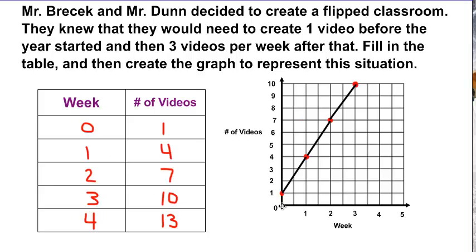At 0 weeks, we're up to 1 video. At 1 week, we're up to 4 videos. At 2 weeks, we're at 7 videos. At 3 weeks, we're at 10 videos. The point of 4 weeks and 13 videos would be way up here, and so it did not quite fit on our graph.